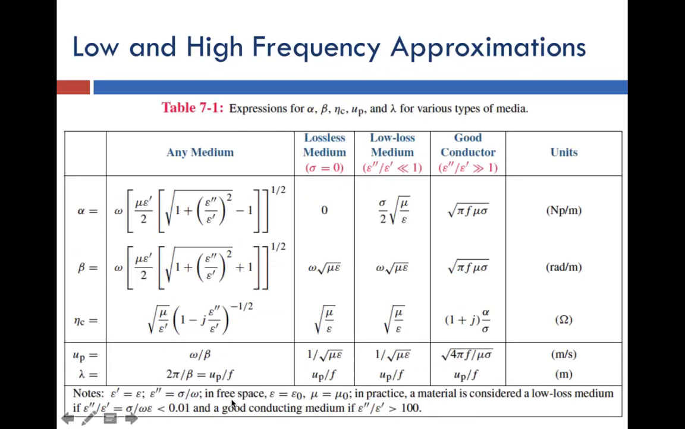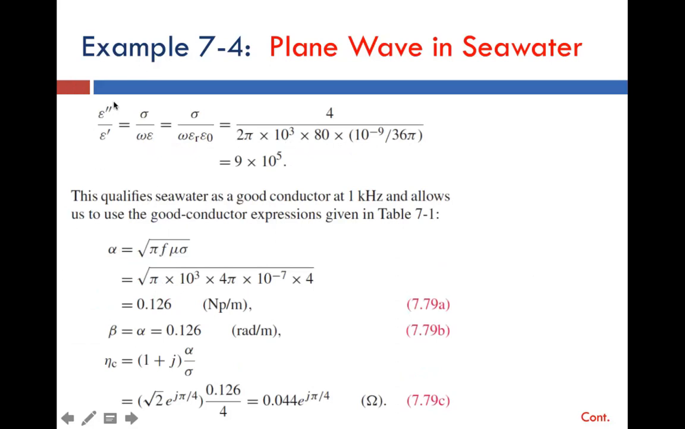And let me draw your attention to this statement at the bottom. In free space, epsilon is epsilon naught, mu is mu naught. In practice, a material is considered a low loss material if sigma over omega epsilon is less than 0.01, and it's a good conductor if sigma over omega epsilon is greater than 100. So when we want to determine which of these approximate expressions we can use, we do these little tests on our material at a given frequency. So back to our test here, sigma over omega epsilon is 9 times 10 to the 5th. So that means we are a good conductor at 1 kilohertz.